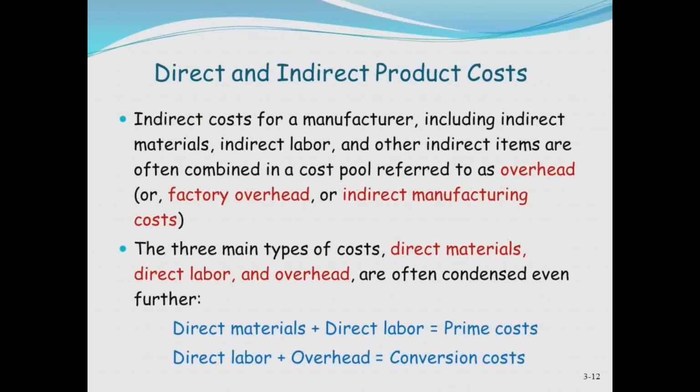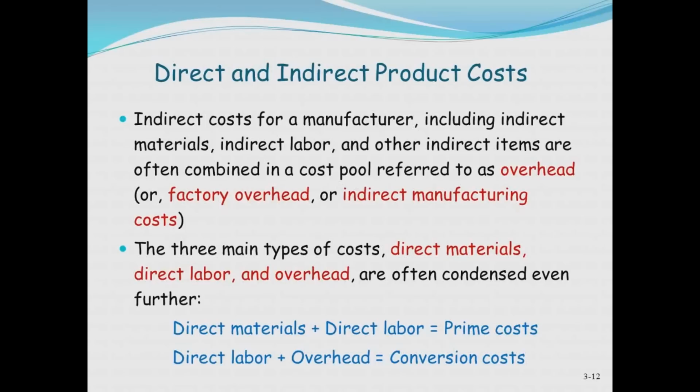So indirect costs combine for materials, labor, and anything else you might have. It's called overhead. And it might be called indirect manufacturing costs or factory overhead. You'll generally see it as overhead or OH. So you now have three main types of costs: direct materials, direct labor, and overhead.